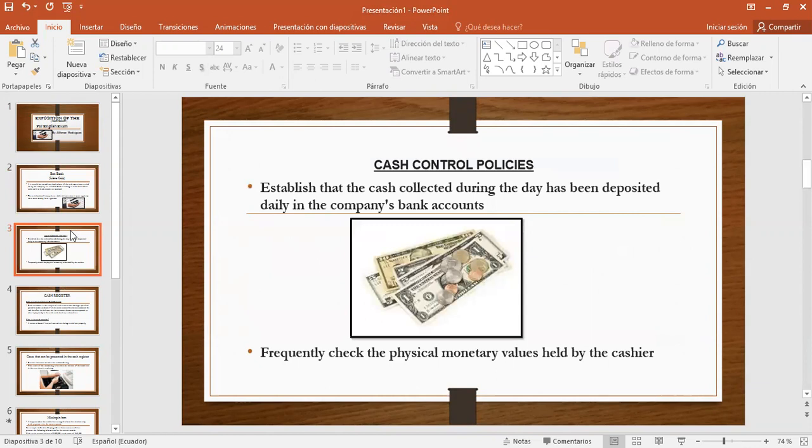Cash control policies establish that the cash collected during the day has to be deposited daily in the company's bank account. Frequently check the physical values held by the cashier.